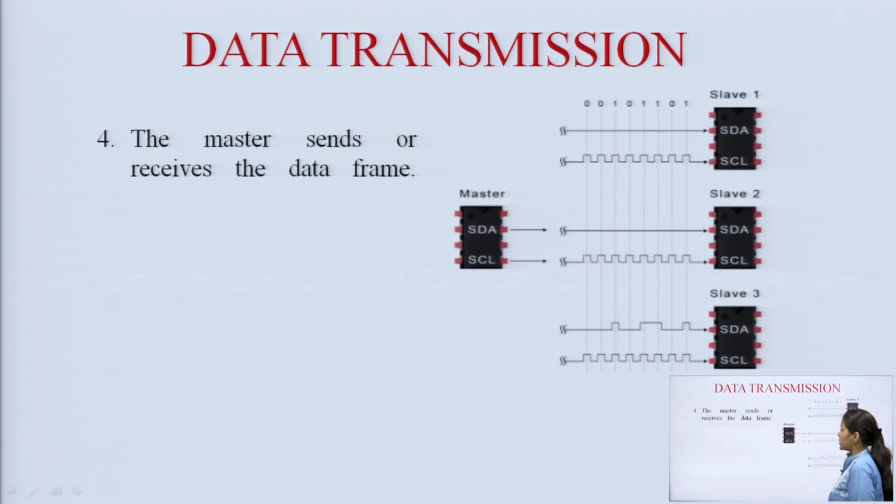The master sends or receives the data frame. After selection of the slave device and after receiving the acknowledgement bit, the data frame is sent. So, this is the data frame, the data which has been sent from the master to the receiver side.